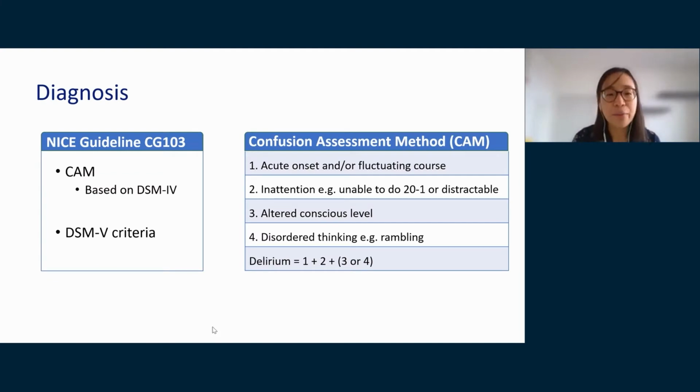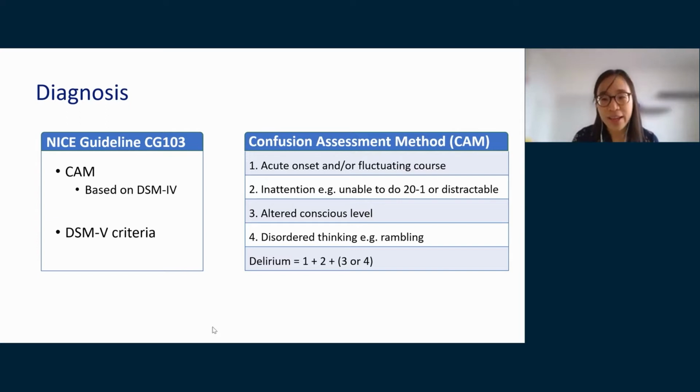So what is delirium and how can we diagnose it? The NICE guideline recommends 2 ways of diagnosing delirium. The first way is using the confusion assessment method, which is an operationalization of the DSM-4 criteria, or to diagnose delirium by the DSM-5 criteria. Looking at the table on the right, to diagnose delirium based on the confusion assessment method, a person has to fulfill the following criteria. Number 1, demonstrating an acute change in the mental status. Number 2, demonstrating inattention. And either number 3, a change to the conscious level, or 4, disordered thinking.